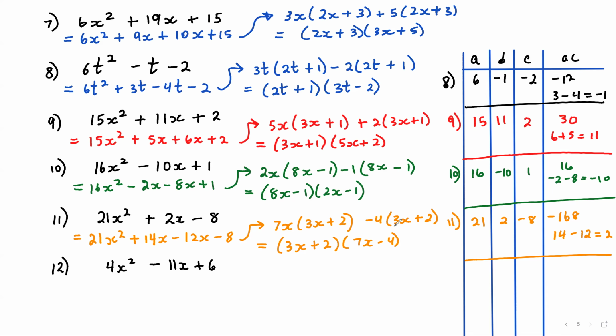And then the final one, the 12th and final one, number 12, A is 4, B is negative 11, and C is 6. So AC is 24, and the two factors you'll choose here would be minus 8 and minus 3, because minus 8 minus 3 is minus 11, and minus 8 times minus 3 is positive 24. So this would be 4x squared minus 8x minus 3x plus 6.